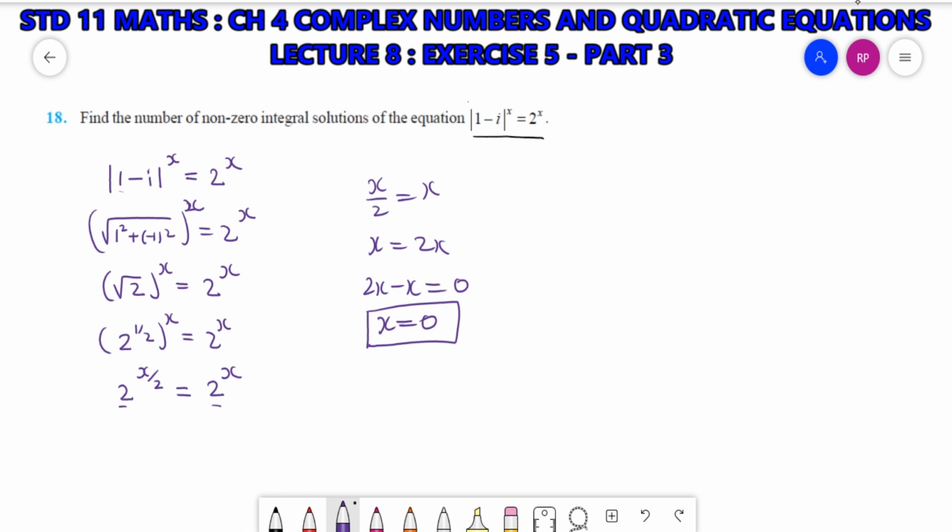But now see, what is the question? Find the number of non-zero integral solutions. So how many non-zero values did we get? We didn't get any non-zero value, right? So I can write that there are zero non-zero solutions, because there is no such solution.